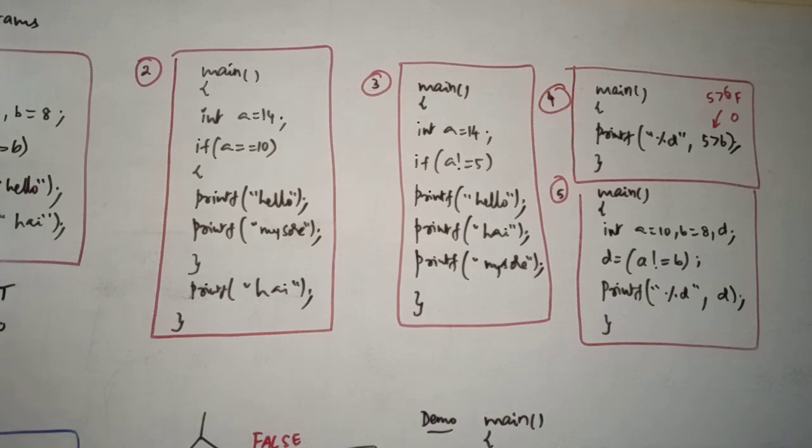You try the fifth one: a not equal to b. Check if the condition is true. Here, something like d is equal to is there in the statement. So if the condition is true, 1 will be assigned to d. If the condition is false, 0 will be assigned to d. So you can write it either this way or that way. A condition can be directly placed in a printf statement.